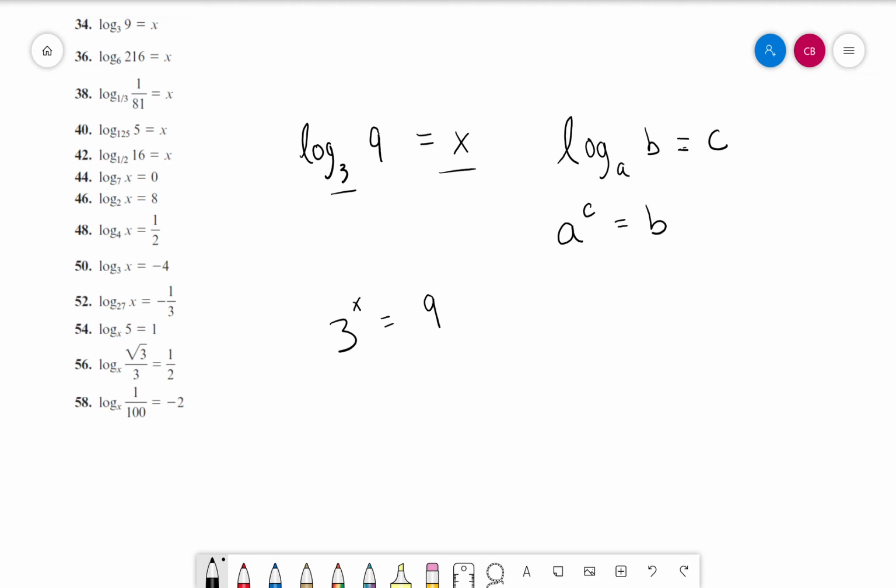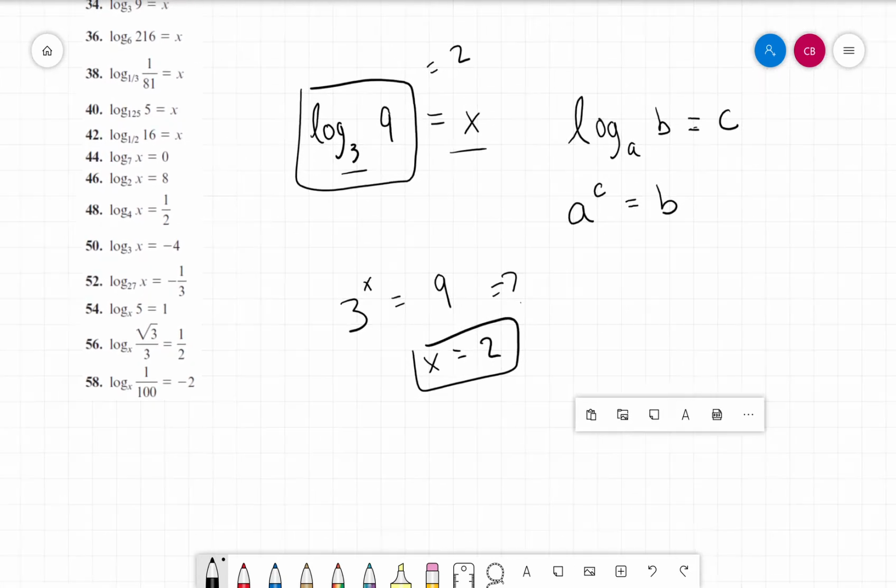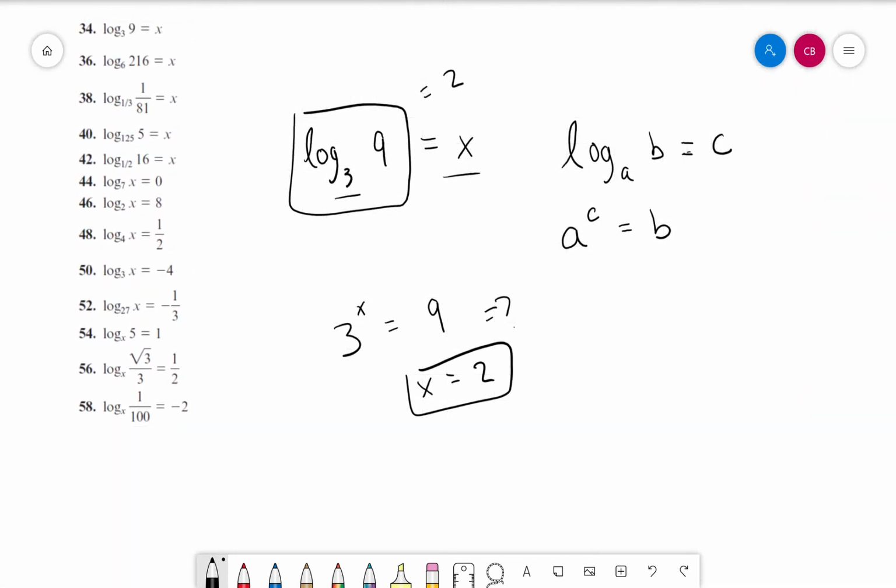3 to what power is equal to 9? Well, you guys would tell me x is equal to 2. And so what that means is that this logarithm is equal to 2. So it's pretty straightforward, I guess. Let's look at the next one.